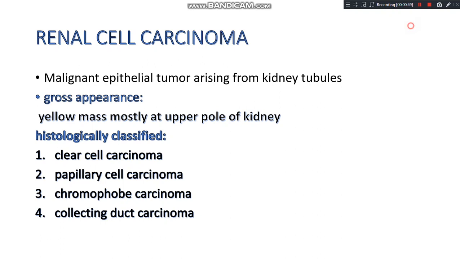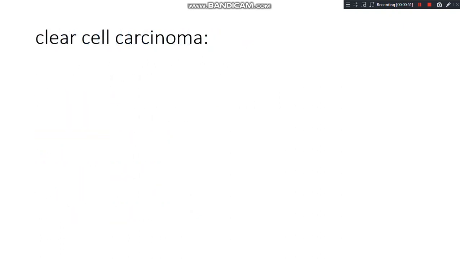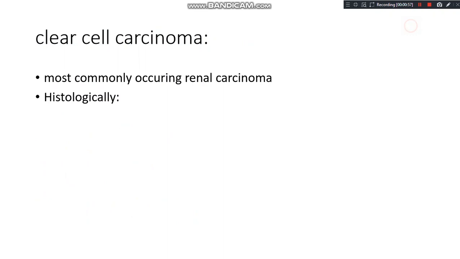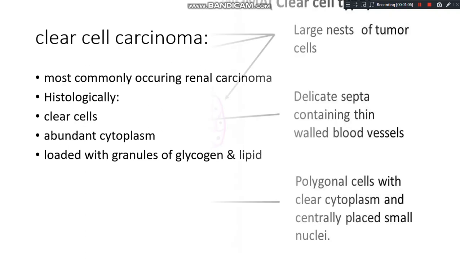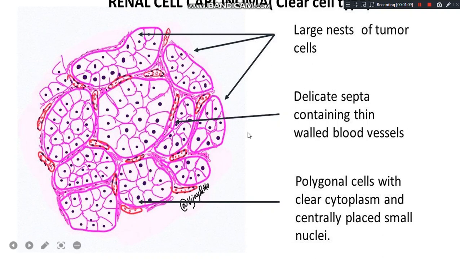So let's start with the clear cell carcinoma. This is the most common type of renal carcinoma that occurs. And histologically, you will see clear cells, you will see abundant cytoplasm, which is actually loaded with granules of glycogen and lipids. So here you can see this is the thin, delicate septa, which contains the wall.